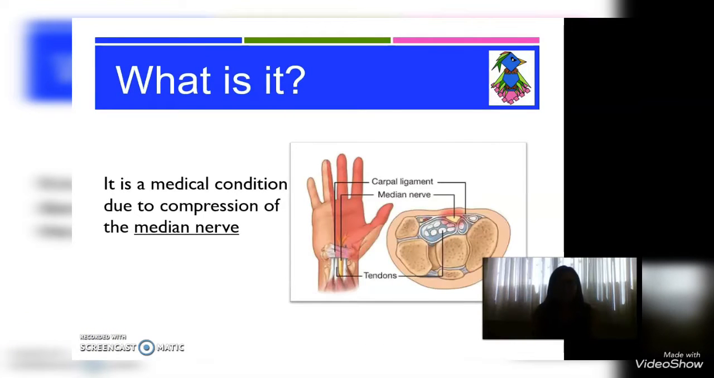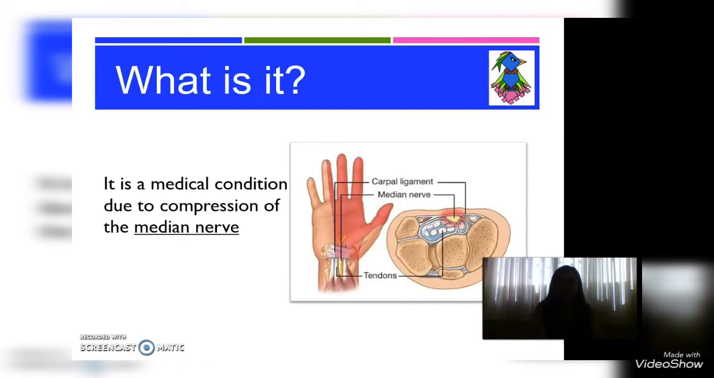What is it? Carpal tunnel syndrome, its abbreviation CTS, occurs when the median nerve, which runs from the forearm into the palm of the hand, becomes pressed or squeezed at the wrist. The median nerve provides feeling to the palm side of the thumb and to the index, middle, and part of the ring fingers, although not the little finger. It also controls some small muscles at the base of the thumb.